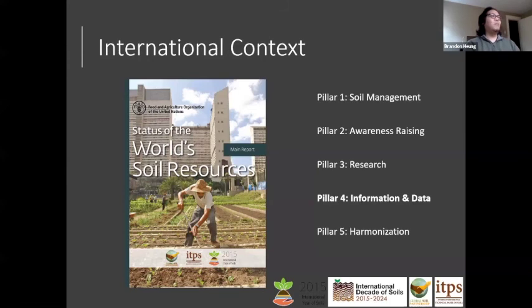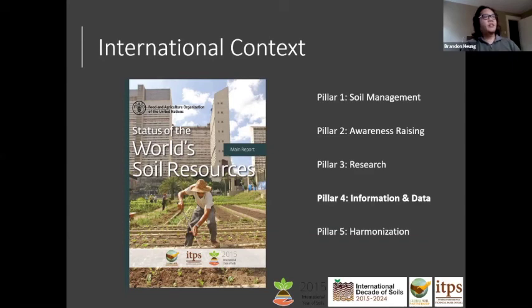But as I was saying, to promote and recognize the importance of soils, the international community formed the Global Soil Partnership and the Intergovernmental Technical Panel on Soils. This initiative was undertaken by the FAO in 2012. One of the crowning achievements of this initiative was the release of the Status of the World Soil Resources Report in 2015, which coincided with the International Year of Soils.